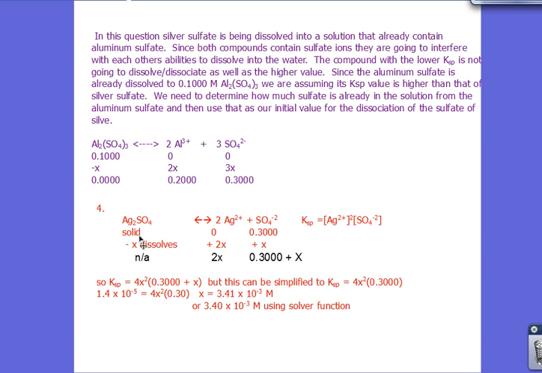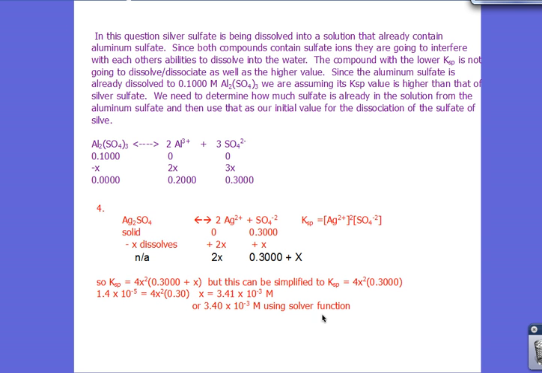As I did before, I said 0 for silver because there is no silver in aluminum sulfate, but 0.3 for sulfate because they both had sulfate. That is a common ion that's going to impact how this reaction moves. And then I plug these back into this expression, 2x squared times 0.3 plus x. So there we go, 4x squared times 0.3 plus x is equal to the KSP.